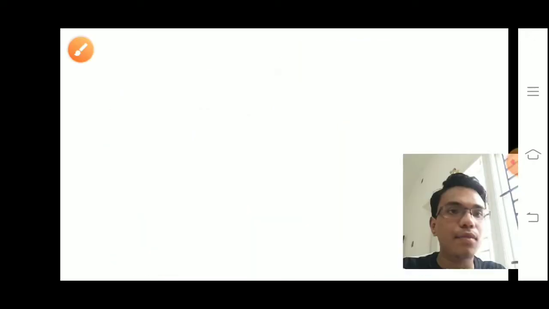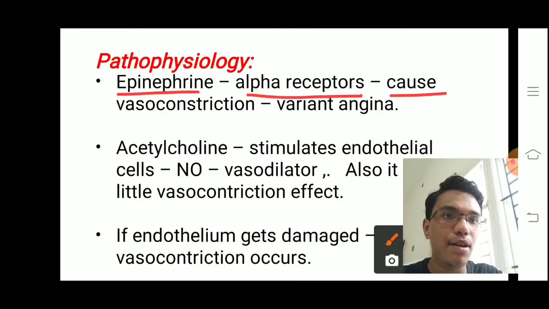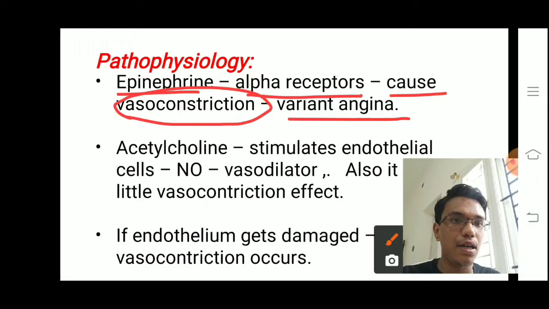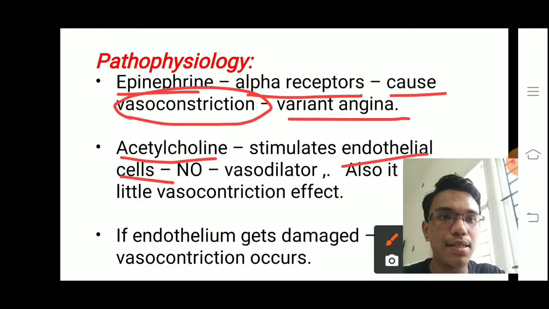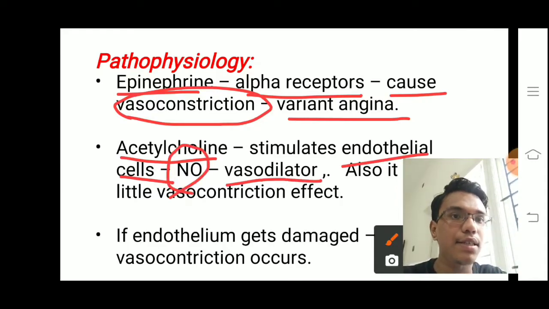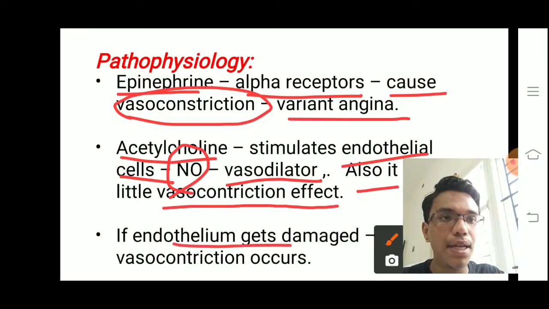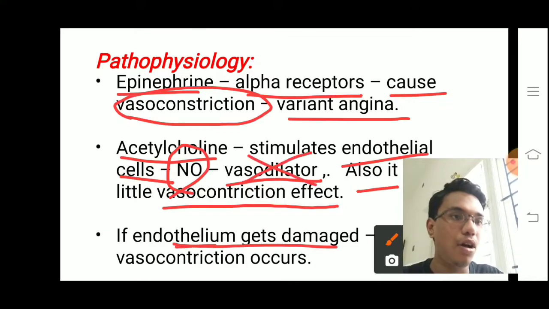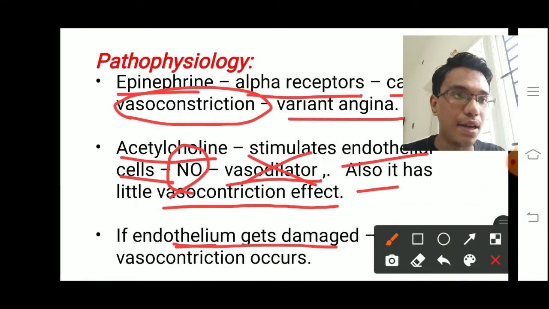Okay, now as we can see here, epinephrine acts via the alpha receptors and causes vasoconstriction that leads to variant angina. And acetylcholine, which is a parasympathetic, stimulates the endothelial cells and forces them to produce nitric oxide, which is a vasodilator, and it also has a little vasoconstrictor effect. Now, as the endothelium gets damaged, the vasodilator effect gets lost. So the vasoconstriction effect predominates and leads to vasospastic angina. Got it? Now pathophysiology over.